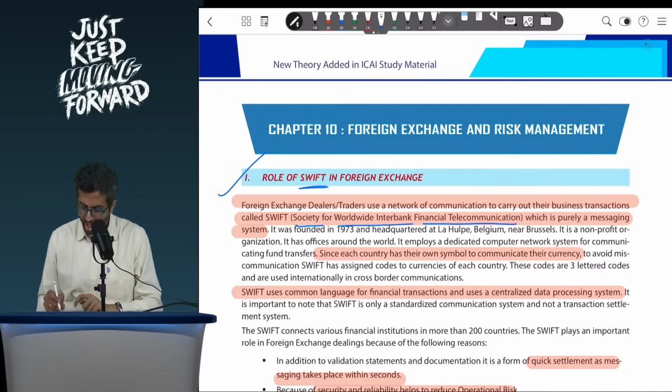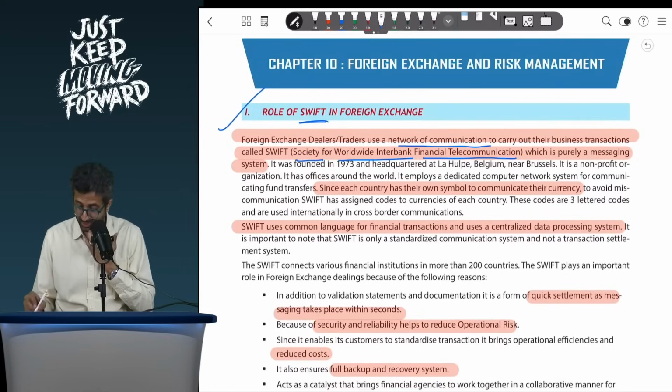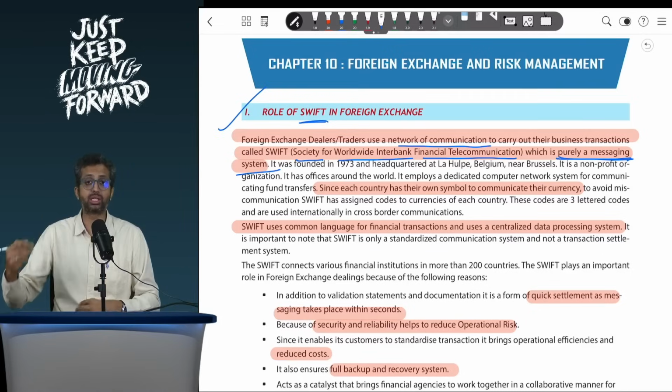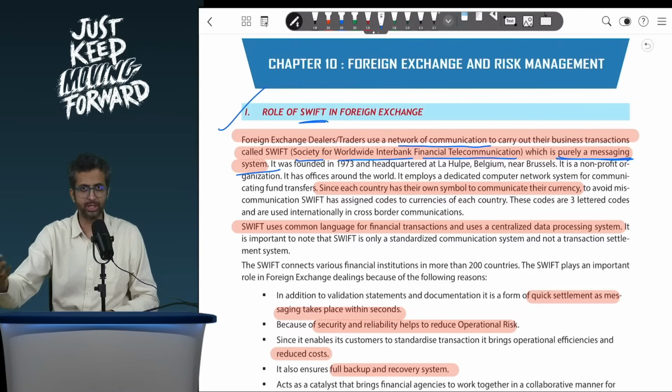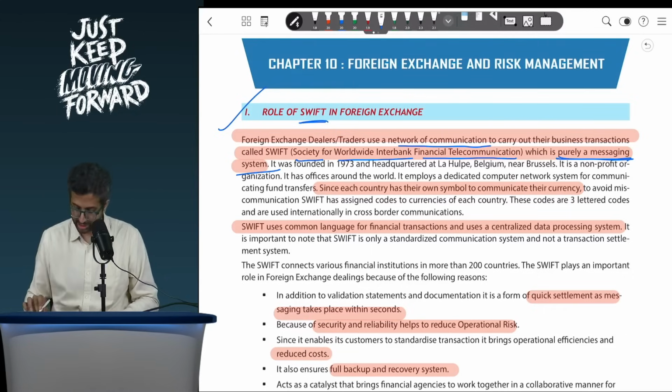So over here, role of SWIFT: uses a network of communication to carry out business transactions. You can remember the full form of SWIFT, and it is purely a messaging system. It is not a settlement system. We say that it is not a settlement system. Under the SWIFT system, codes have been given for each country and its currency. Like India has INR, US has USD, Britain has GBP, etc. These are the codes under the SWIFT system.